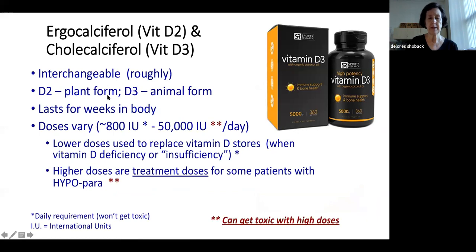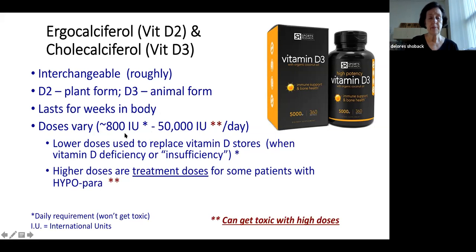One's a plant form, that's D2. One's an animal form. When you take these, particularly in high doses, here I believe is 5,000 international units in that tablet. When you're taking it in fairly high doses, it stays in the body for a long time. Okay, so in 1 or 2 days, not much is going to happen if you take too much of it. So that's why we want to be careful.